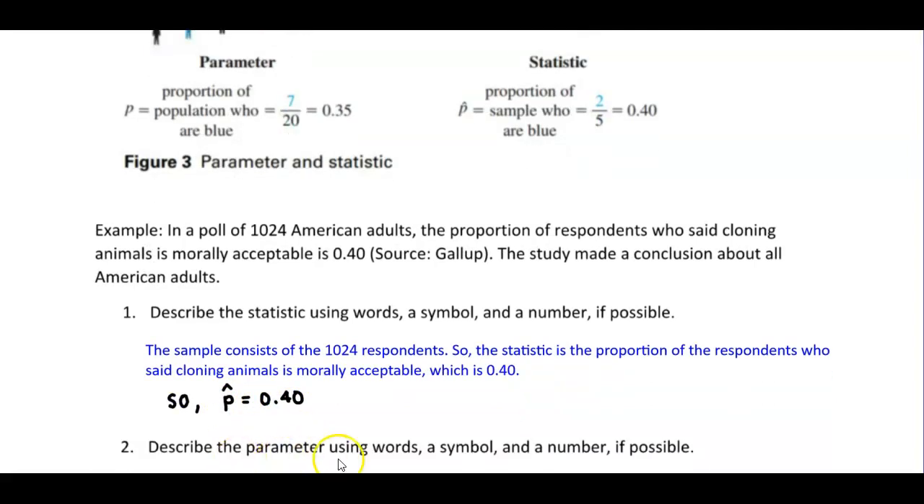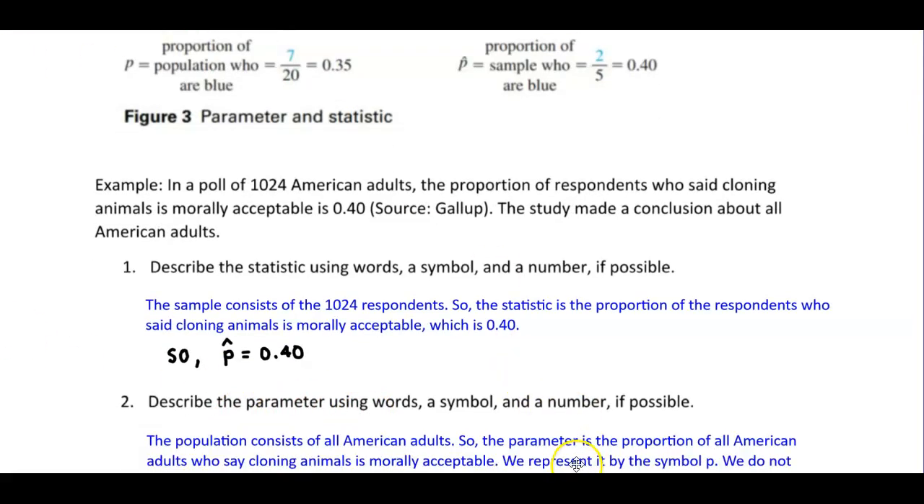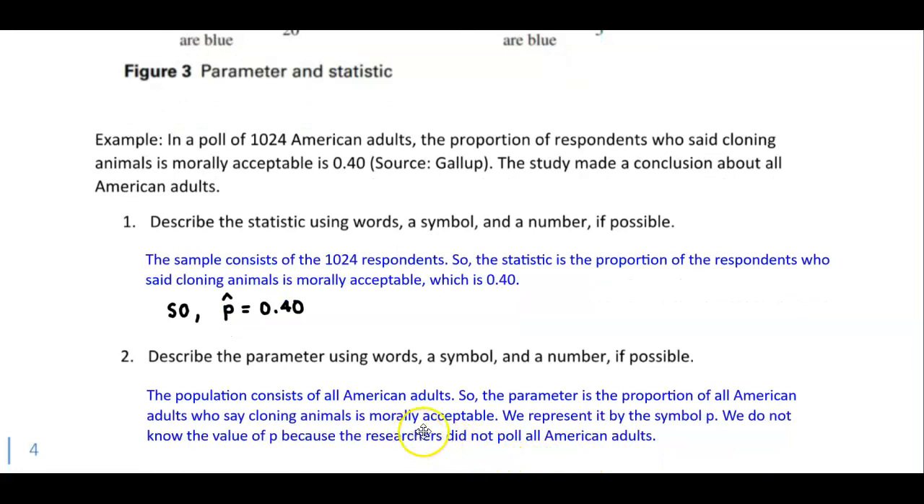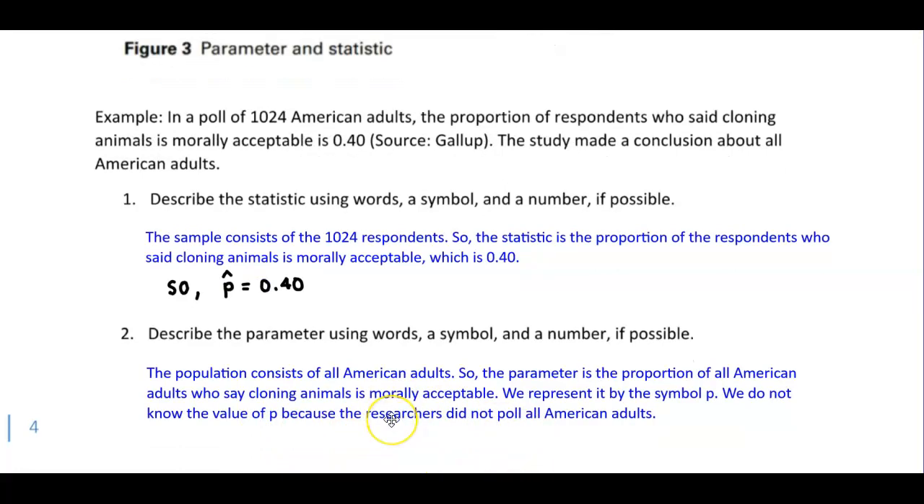Now we're going to describe the parameter using words, a symbol, and a number if possible. So the population consists of all American adults. So the parameter is the proportion of all American adults who say cloning animals is morally acceptable. We represent it by the symbol p. However, we do not know the value of p because the researchers did not poll all American adults.